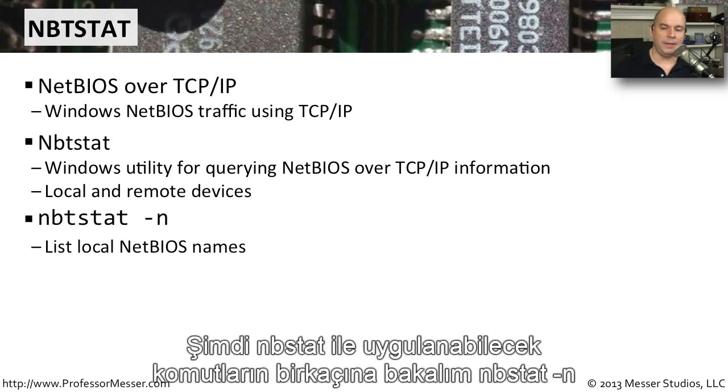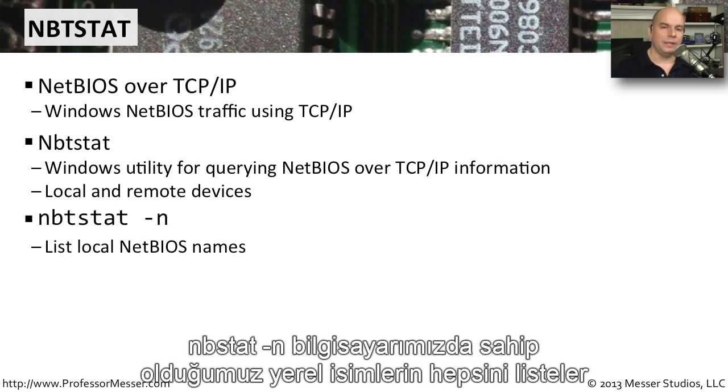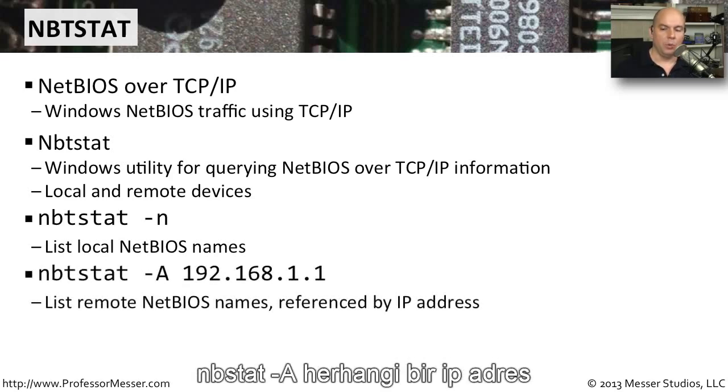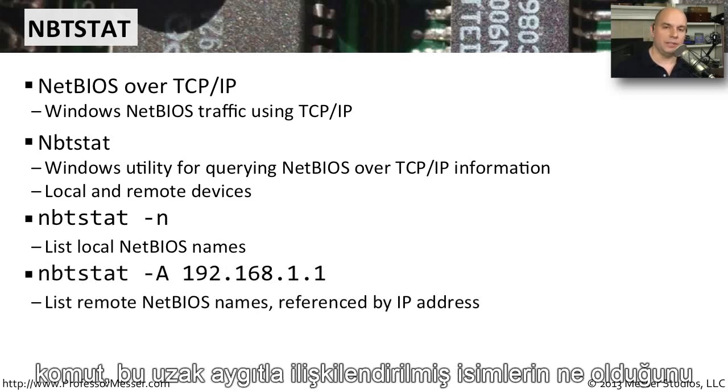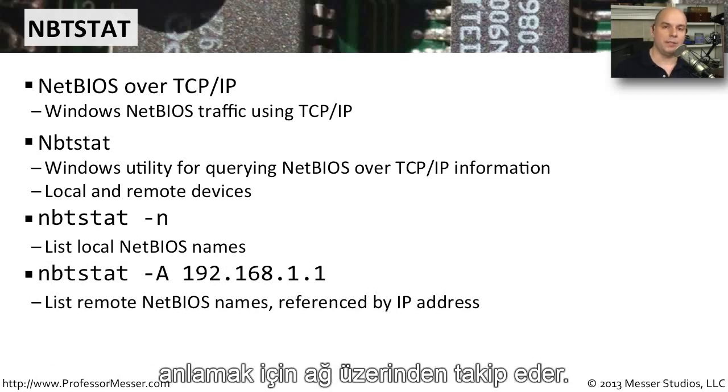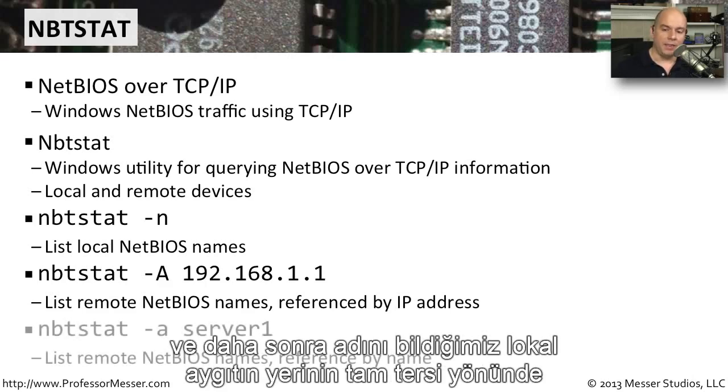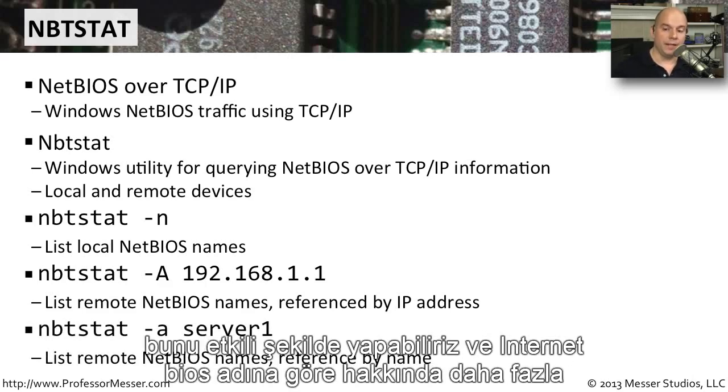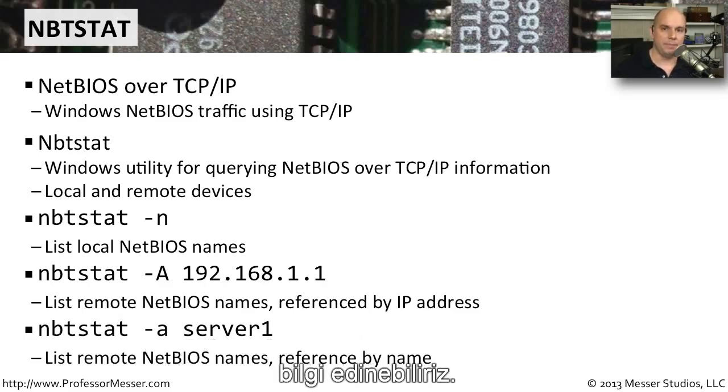We'll perform an Nbtstat -n that will list out all of the local names that we have on our computer. We'll perform an Nbtstat -A with an IP address that goes across the network to see if we can understand what names might be associated with that remote device. And then we can effectively do the reverse of that, where we know the name of the local device and we'd like to know more information about that based on its NetBIOS name.